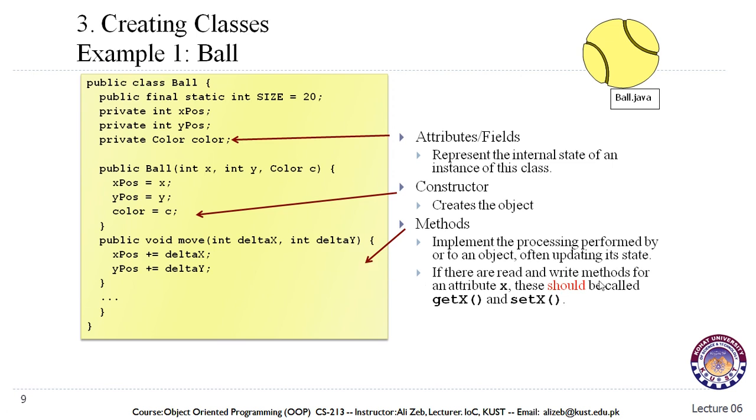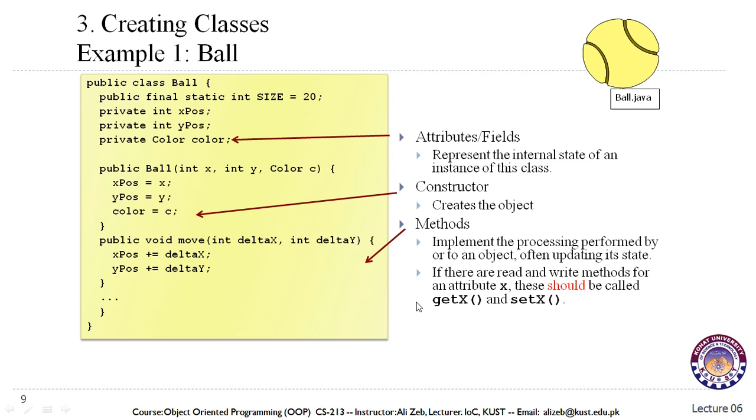If there are read and write methods for an attribute x, these should be called getX and setX methods. We'll look at the setter and getter methods in a while. These are the methods that we can use to alter or change the initial values that we have provided to our object, and we can use the set methods to change those values, and we can use the get methods to retrieve those values from the class.